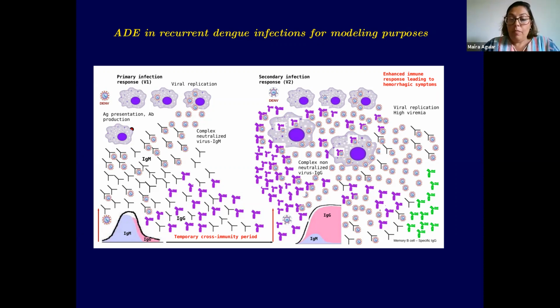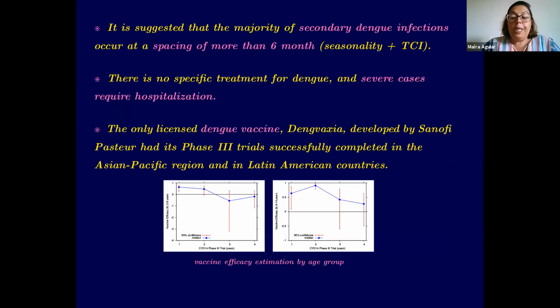So what we know up to now is that the primary infection and the secondary infection do not occur within a space of less than 6 months. And that is not only because of the temporary cross immunity we have discussed here, but also because dengue is a seasonal disease, which means that you have high transmission after rain because you need the mosquitoes to replicate. And you have low transmission in the winter, where the mosquitoes cannot survive for a long time and transmit the disease.